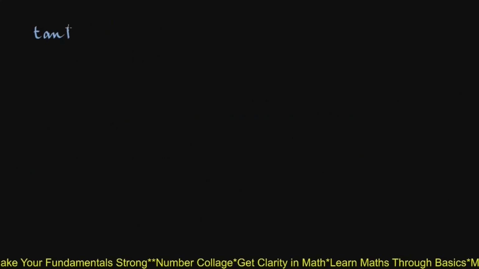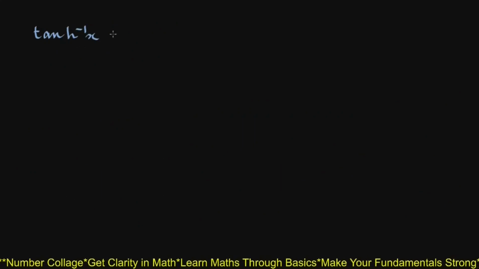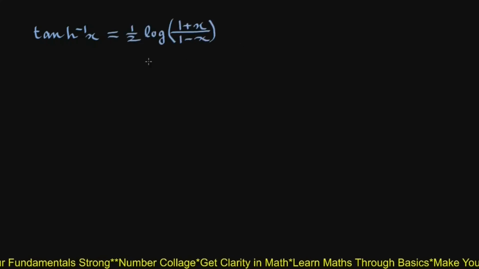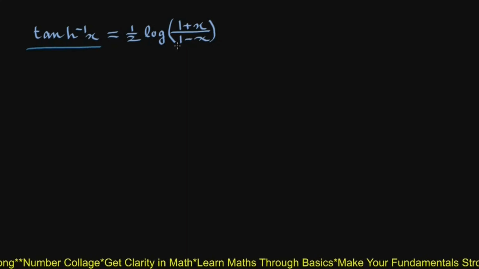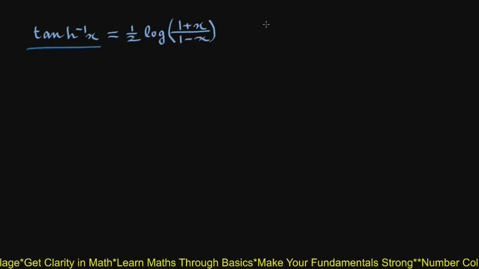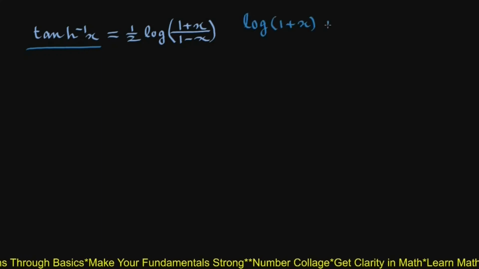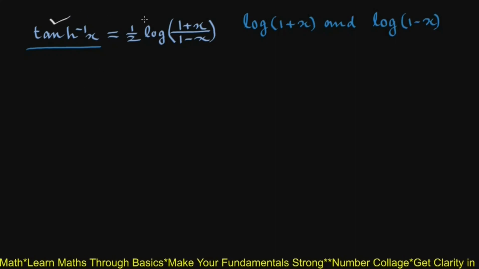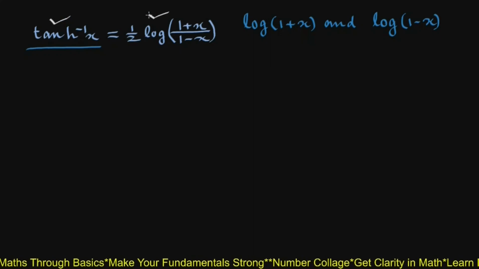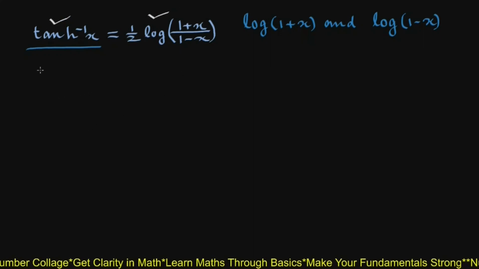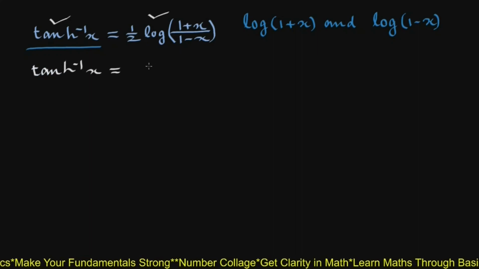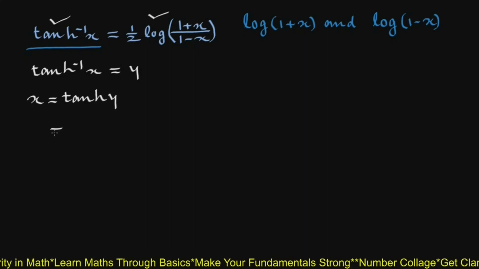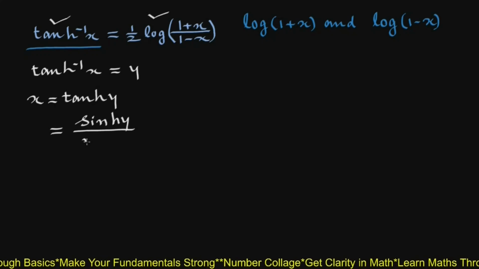We have tanh inverse x, that is hyperbolic tan inverse x, is half log((1 + x)/(1 - x)). We will find the expansion of hyperbolic tan inverse x by using expansions of log(1 + x) and log(1 - x). But before that, let us see why tanh inverse x is half log((1 + x)/(1 - x)). For that, let us assume tanh inverse x = y, so that x becomes hyperbolic tan y, which is hyperbolic sin y upon hyperbolic cos y.